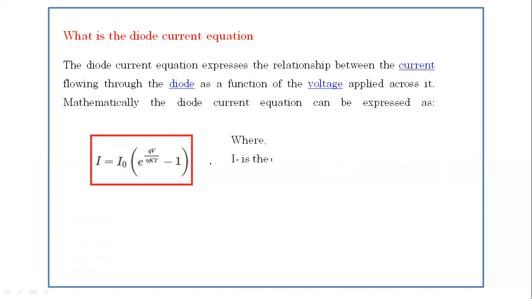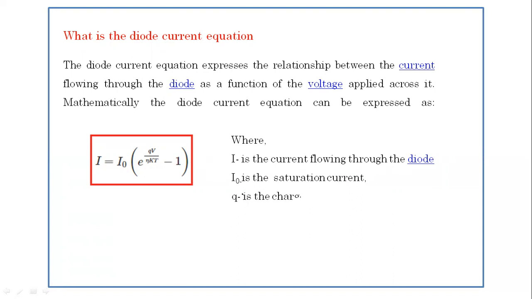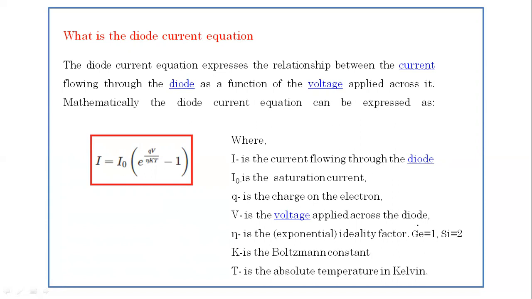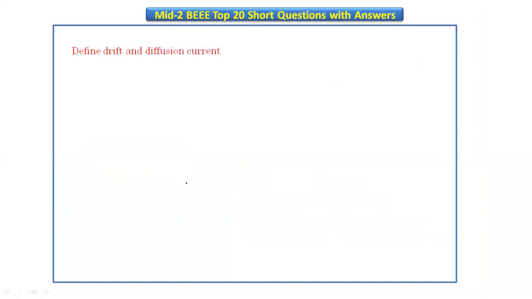In this, I is the current flowing through the diode. Here I0 is the saturation current, that is, the reverse saturation current. Q is the charge on the electron. V is the voltage applied across the diode. Next, eta is called the exponential or ideality factor, and it is 1 for germanium and 2 for silicon. K is called Boltzmann's constant, and T is the absolute temperature in Kelvin. This is about the diode current equation.